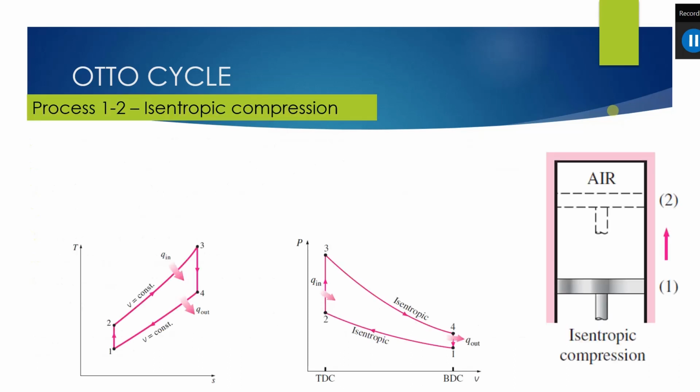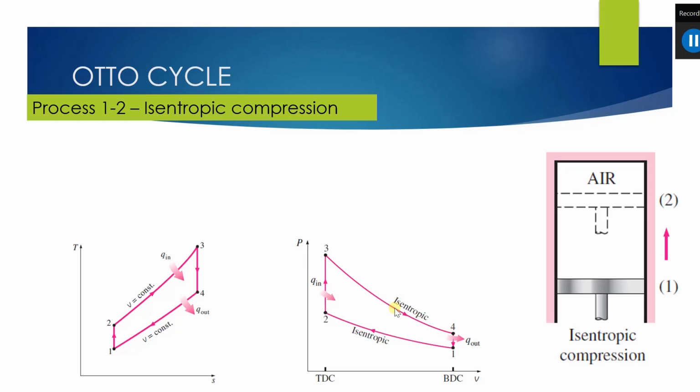This is the pressure-volume and temperature-entropy graph for an Otto cycle. In this, heat is added to the system at constant volume, and heat is rejected from the system at constant volume. And there are also the isentropic compression and isentropic expansion processes.